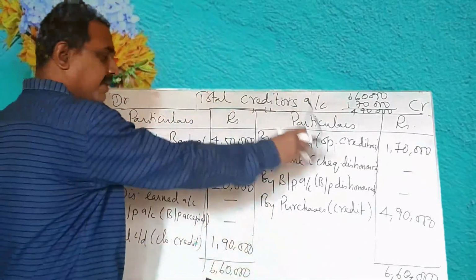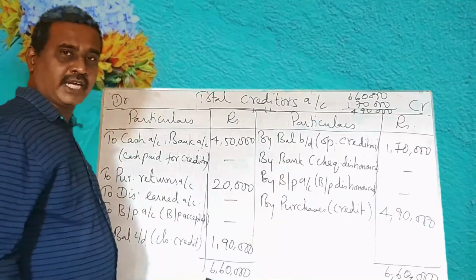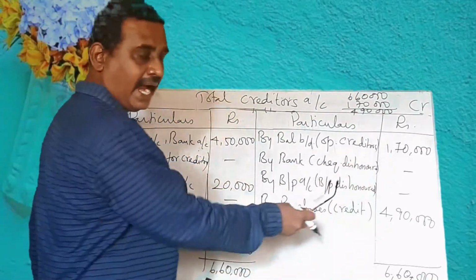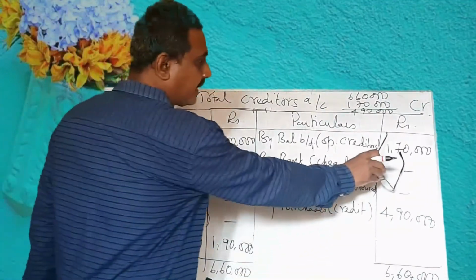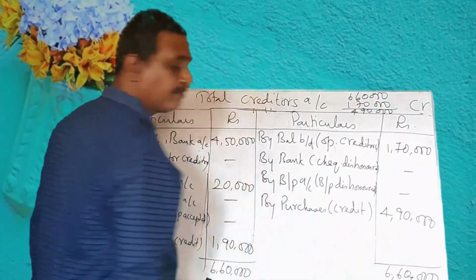See, first we have written the format and then we have taken the amounts which are given in the problem, and we balance. This side will be exceeding. From this total, we subtract this total and get the credit purchases.